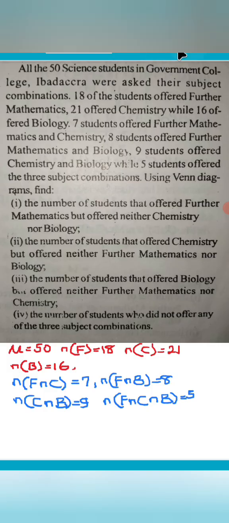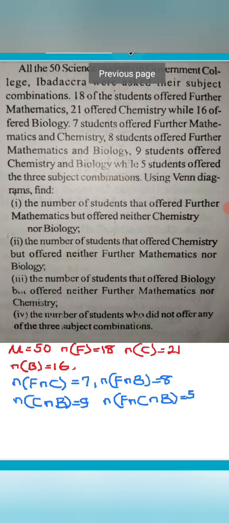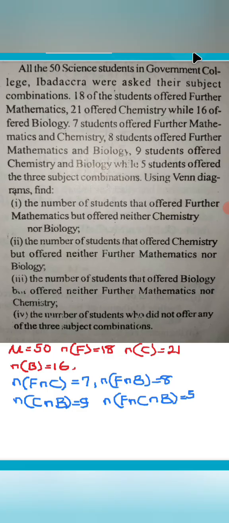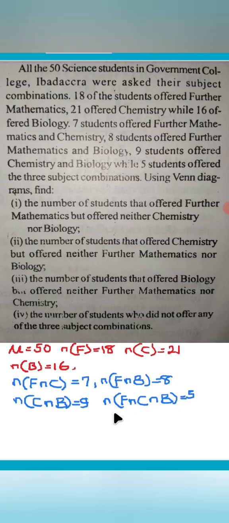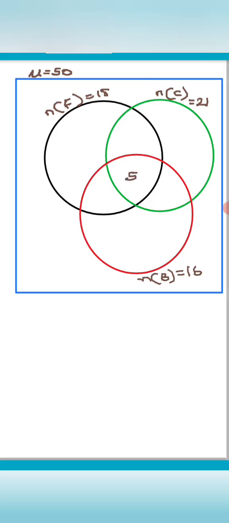The first one, I'll call this number of further mathematics, I'll call this number of chemistry, and I'll call this number of biology. So let's check the numbers out. The universal set is 50, I'm just going to put it up here. Number of further maths is 18, chemistry 21 and biology 16. Then the number in all 3 intersections is 5, so this is going to be 5 in the middle here.